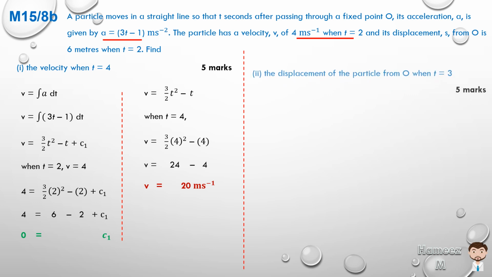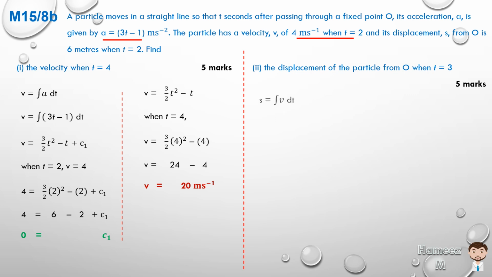Part 2. Find the displacement of the particle from O when t is equal to 3. So they're asking us to find s. And let's recall that s is equal to the integral of v with respect to t. And we worked out v in part 1. So s is equal to the integral of 3 on 2 t squared minus t dt. When we integrate t squared, it will give us t cubed over 3. 3 will cancel with 3, so that gives us a half t cubed minus a half t squared plus c. And let's call this second constant of integration c2, not to be mixed up with the first constant of integration c1.